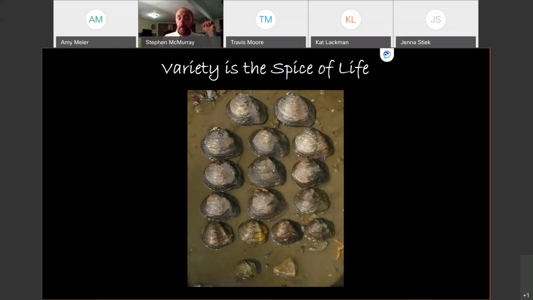So variety is the spice of life, and that's what we can definitely see in this picture. So anybody want to guess how many mussels or how many different species are in this picture?